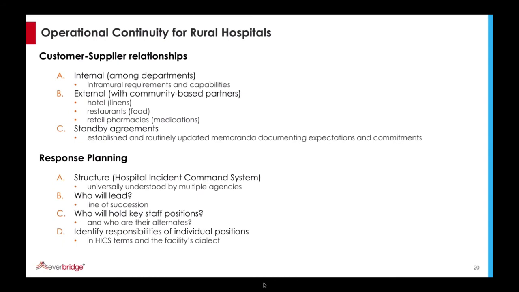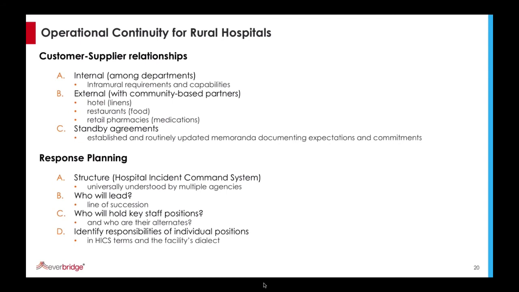Externally, with community-based partners, where might you go for linens if you need them? Are there large hotels that you might have a standby agreement with? Where would you go for food, as we talked about, if your kitchen suddenly was unavailable? Where would you go if the pharmacy you rely upon within your institution depleted its supply of key medications? Where are the retail pharmacies around you? While the packaging might not be great, the drug is the drug.